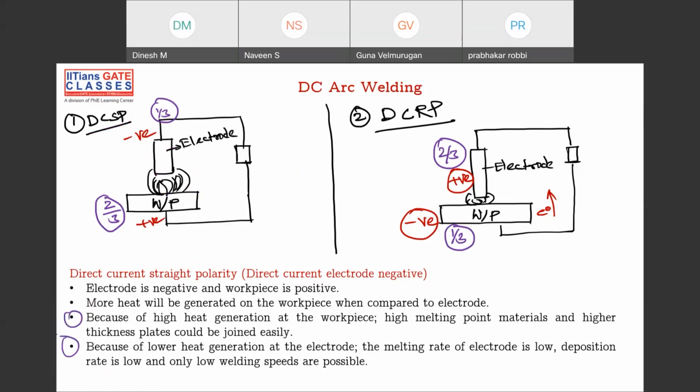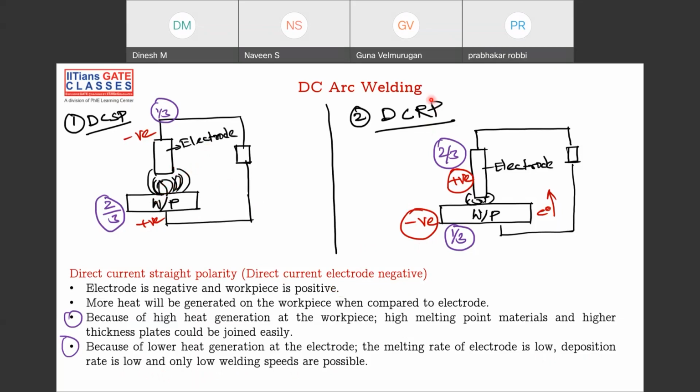That is what I have written here and here. If you read these 2 points, what is that? Because of high heat generation at work, high melting point materials and higher thickness of plates can be joined. If the thickness of plate is very high, then a good amount of heat will be required, right? So here straight polarity is used. And because of lower heat generation at electrode, because electrode is cathode, lower heat generation is at electrode, the melting rate of electrode is low, deposition rate is low, and welding speeds are low. So as deposition is low, you can't move very fast. You have to go very slow. Welding speeds are very slow.